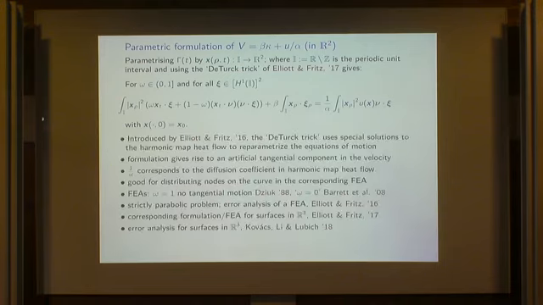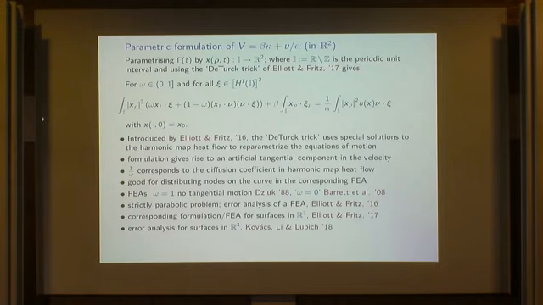And so where does it come from? It was introduced by Charlie Elliott and Hans Fritz in 2016. In fact, that was when the preprint came out. The actual paper came out in 2017. What it does is use the DeTurck trick to bring about special solutions to harmonic map heat flow to represent the equations in this form.